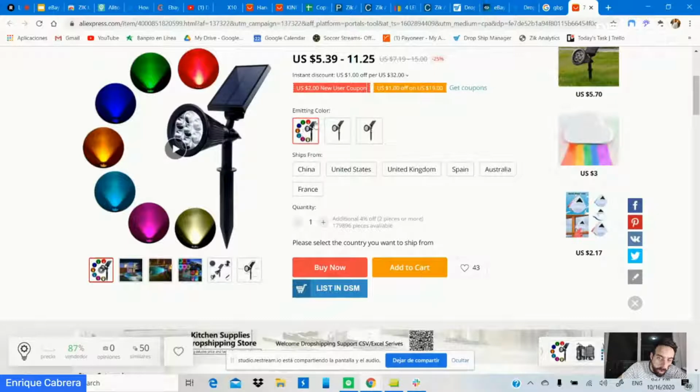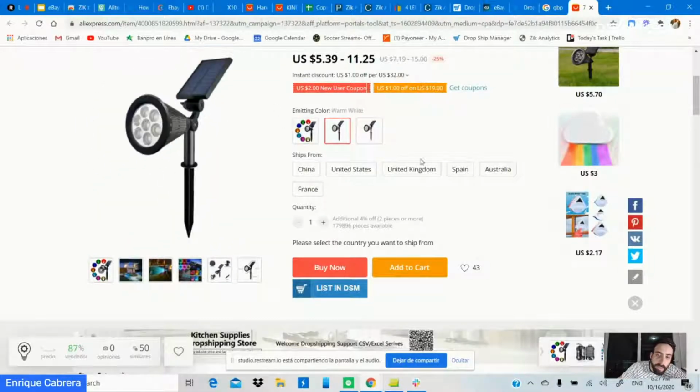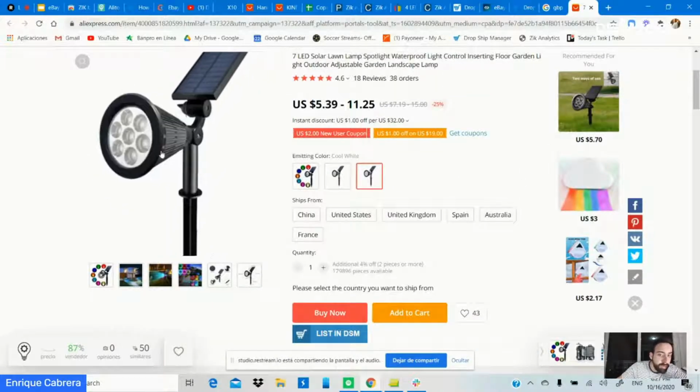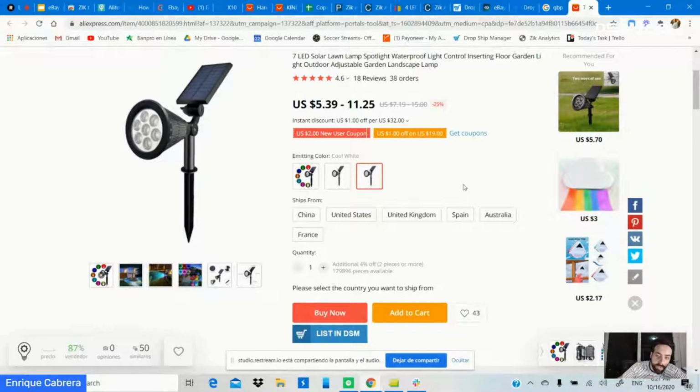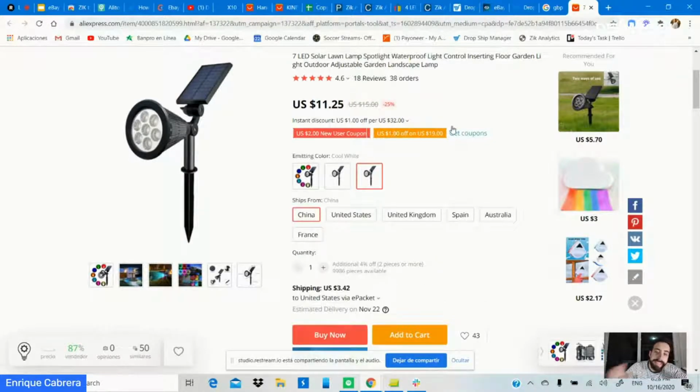You can choose all the colors, only the warm white, or the cool white. Doesn't matter. What matters is you need to source the same product. So you decide which one you want to go ahead and do. And each of them may have a different price, so always be wary about that. Secondly, you want to ship from China. You may have different choices here. In this case, this supplier has the option to ship the product from China, from the States, from the UK, from Spain, from Australia, from France. But we're looking for products from China. So click on it, and that's your price.